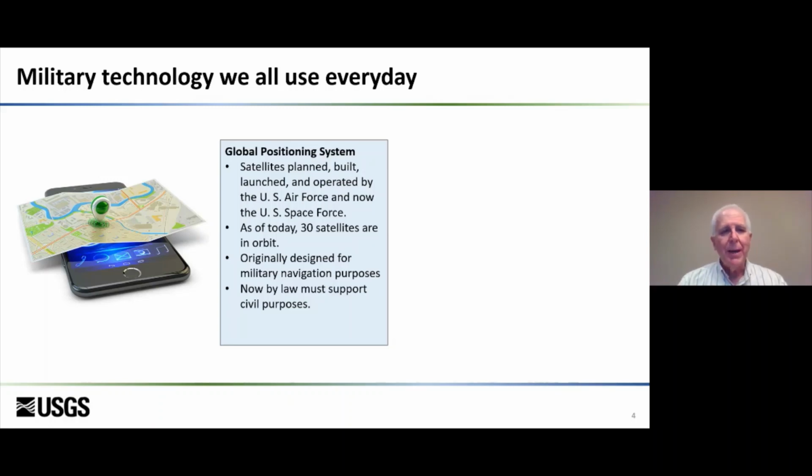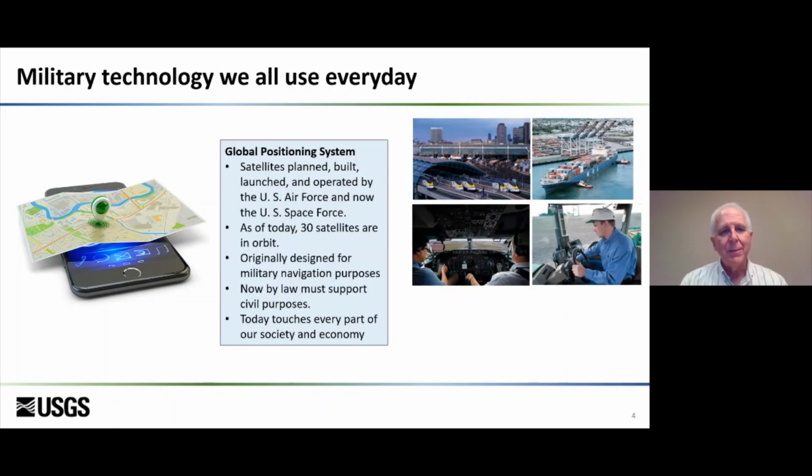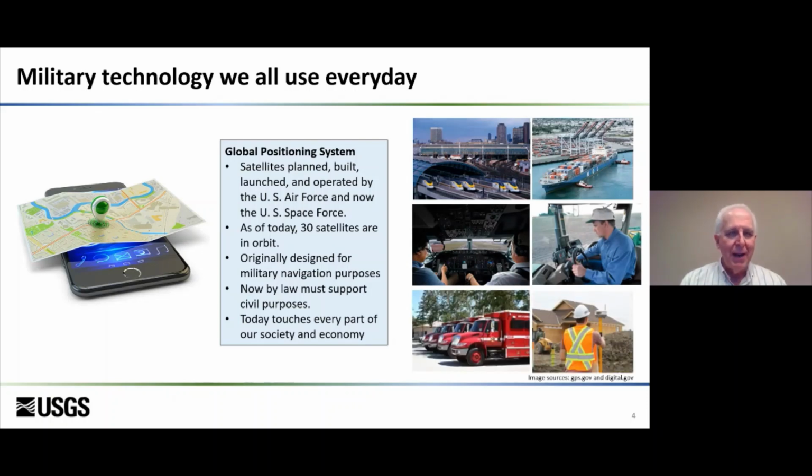Now, originally, the GPS system was designed for military navigation purposes, but now by law, it is required to also support civil purposes. So that's why each of us with a phone or a device are able to connect up and know our location or the location of that device through access to GPS. Now, truthfully, GPS touches every part of our society and economy. During the last couple of years of the COVID pandemic, many of us have benefited by at-home deliveries. Well, those delivery trucks are planning their route with GPS.